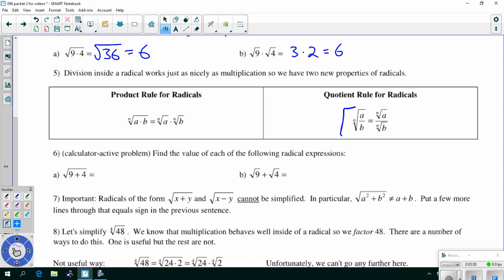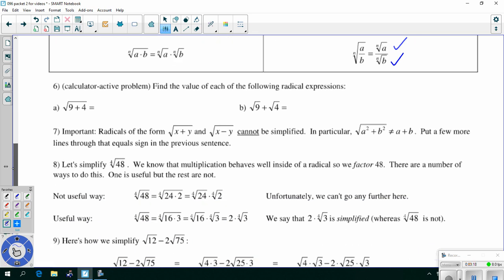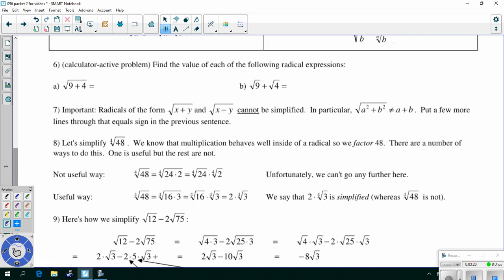Division is similarly nice. If you have a fraction inside of a radical, you could do 2 separate radicals and then divide them at the end, and you will get the same answer. Number 6, let's find the value of each of the following radical expressions. Square root of 9 plus 4 compared to square root of 9 plus square root of 4. Everything works so nicely up above with multiplication and division. Maybe it'll work nicely with addition as well.